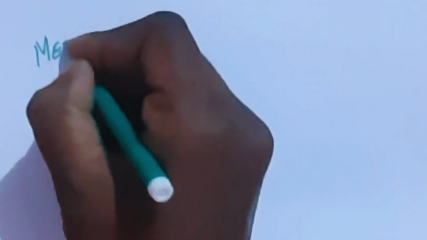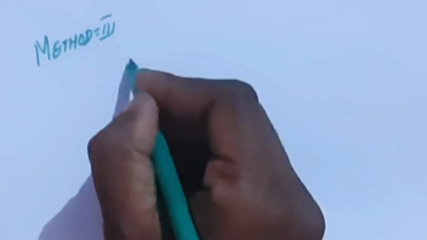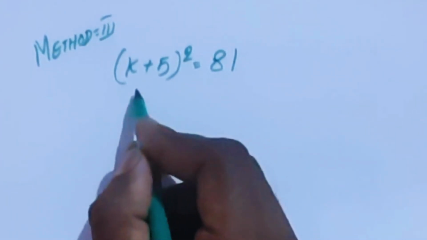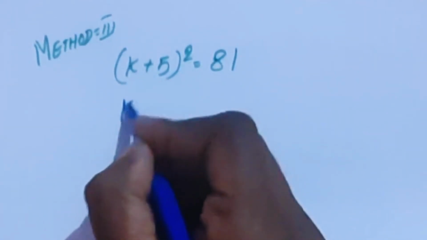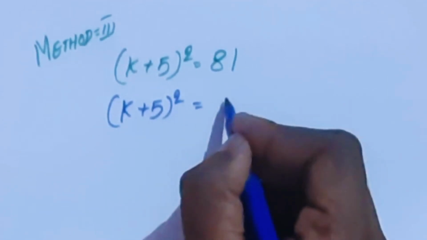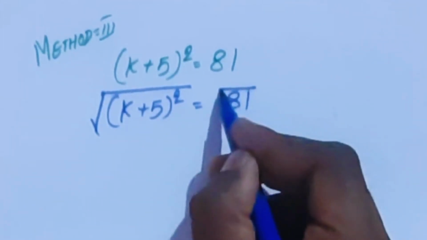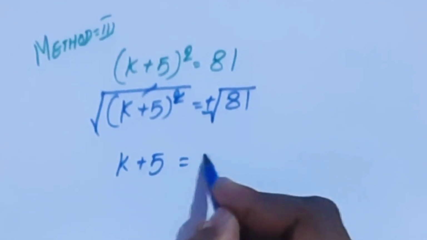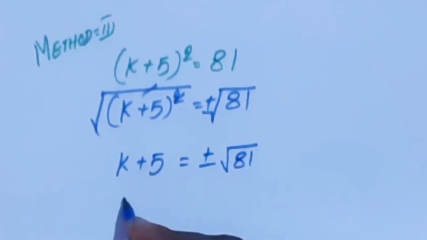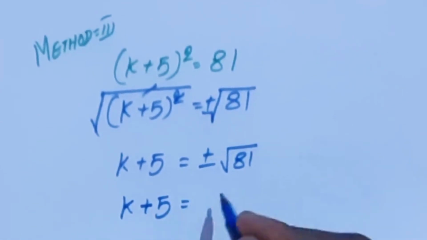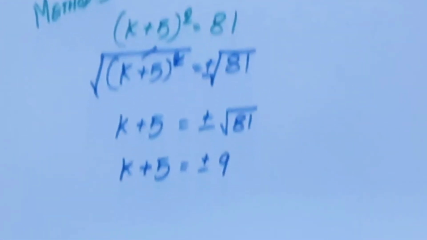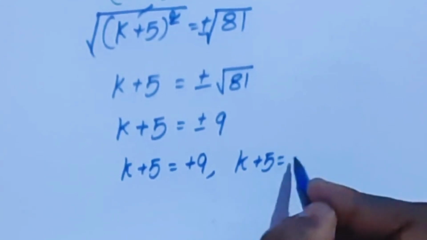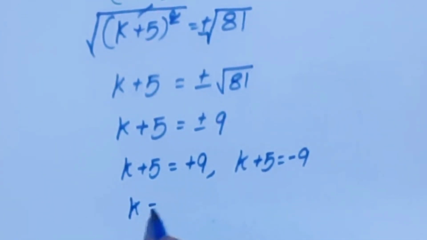Now we are going to try another method, that is method 3, where the equation is (k + 5)² = 81. From this method, we are going to take the square root on both sides. So we'll get (k + 5)² = 81. Here left hand side square root, right hand side square root, here plus or minus. Now the square and square root will cancel each other. So we have k + 5 = ±√81. Now √81 is 9. Now here we have k + 5 = +9, k + 5 = −9.